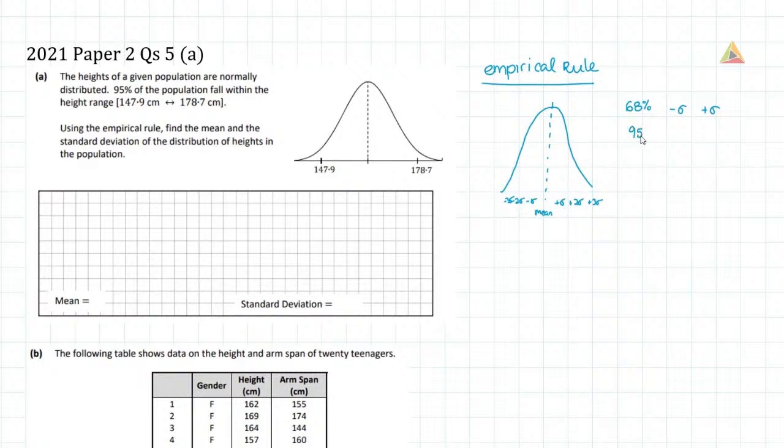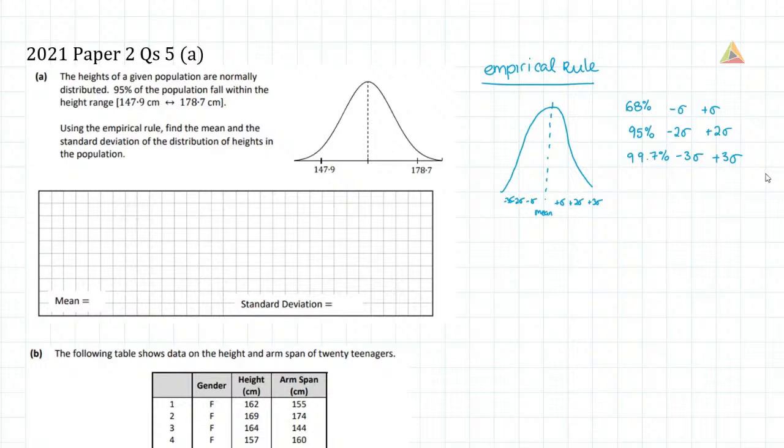Our next important figure is going to be 95%, and this is where we subtract 2 standard deviations up to where we add 2 standard deviations to the mean. And the last important figure is going to be our 99.7, and 99.7% of our data is from 3 standard deviations below the mean to 3 standard deviations above the mean. So this is where we subtract 3 standard deviations and we add on 3 standard deviations.